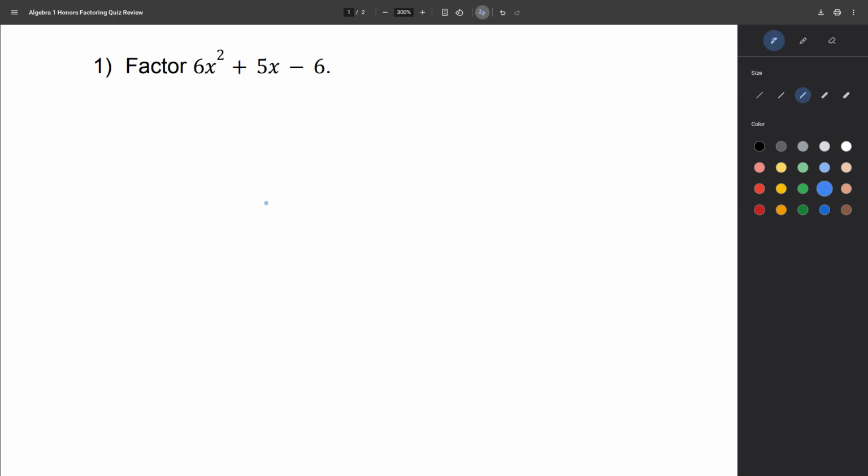So let's get started. We have 6 in front of x squared here, 5 in front of x here, and a negative 6 here. We can't divide out a common factor, so we're going to have to use a strategy to factor when a is greater than 1, providing the quadratic is factorable, which this one is.